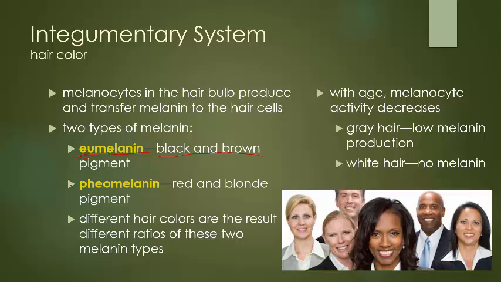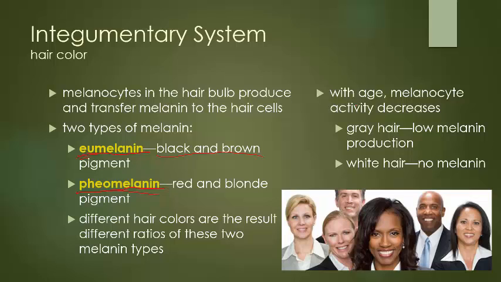And then there's another type of melanin called pheomelanin. This is the sort of melanin that's seen in blonde and redheaded folk, so it's the lighter colors of hair. And it turns out that hair color is the result of the different ratios of eumelanin and pheomelanin that are produced in the hair, along with the amount of hair that is unpigmented too.